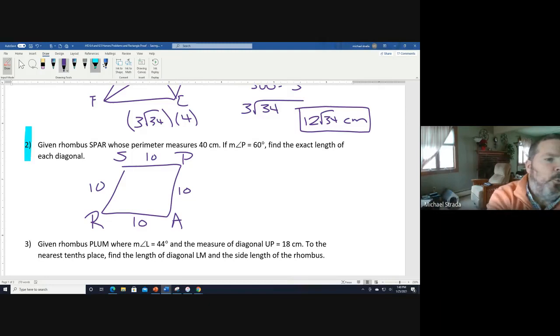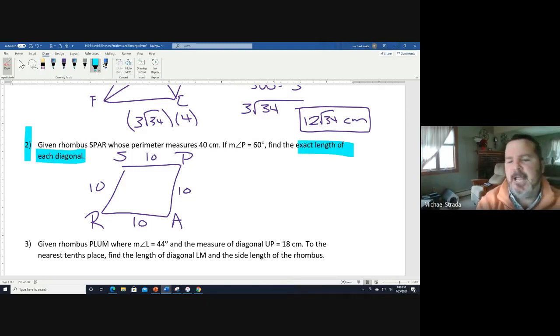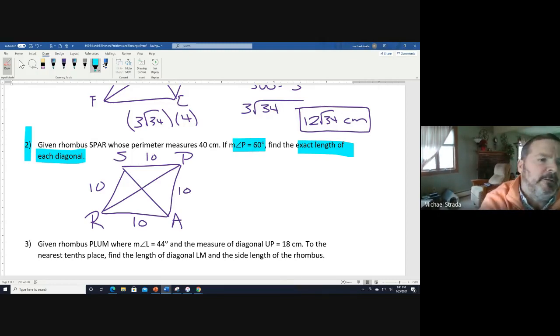All right, now they want us to find the length of each diagonal. Well, that would be helpful if we drew them in. And then you have to remember the other property of parallelograms or rhombi, and that is that the diagonals bisect the angles at the vertices. So if angle P is 60 degrees, then this angle is 30 degrees. Everybody good with that idea?